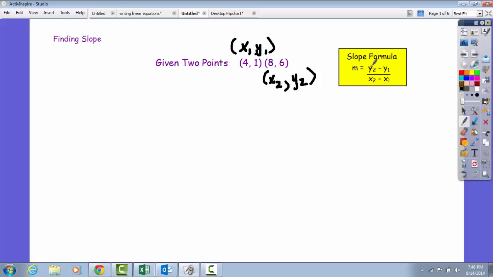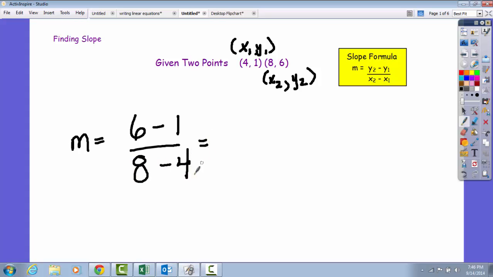If I'm going to go exactly how the formula has it stated, I want to start with y sub 2. The y sub 2 in this problem will be the number 6. I will take 6 and subtract 1. I will then take 8, my x sub 2, and subtract 4, my x sub 1. In doing the calculation, 6 minus 1 is going to equal 5, and 8 minus 4 equals 4. My slope for these two ordered pairs would be 5 over 4.